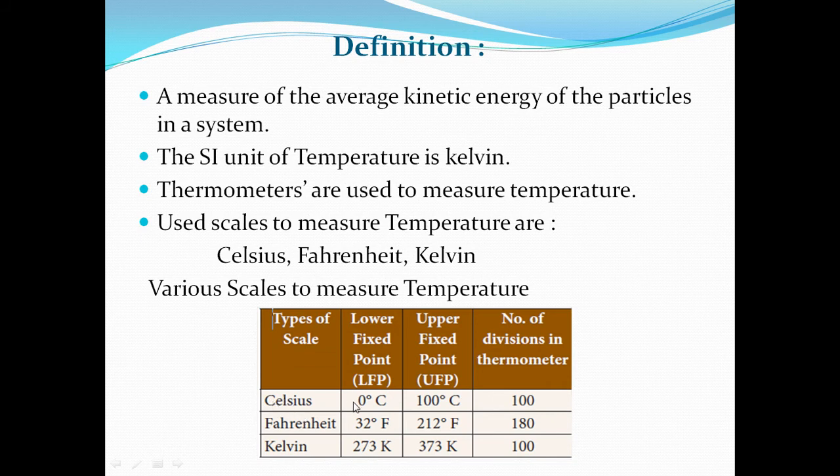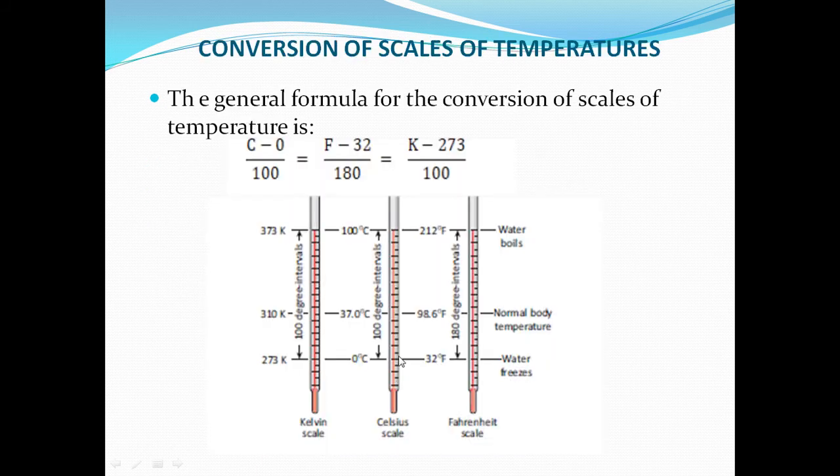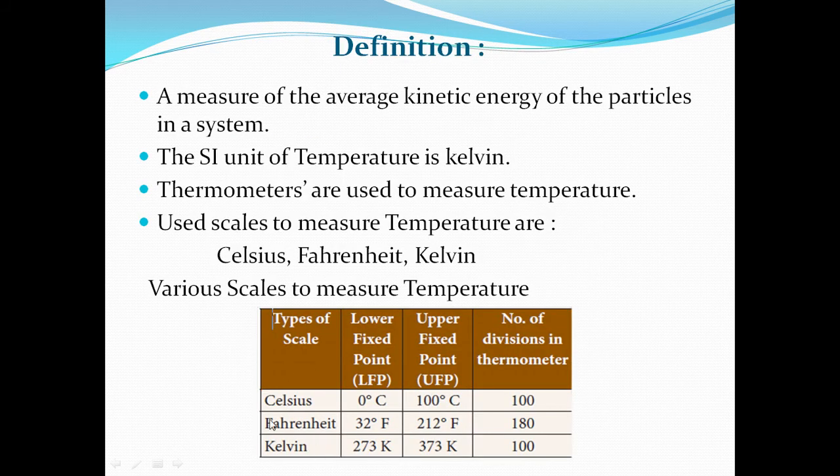First, C minus 0 over 100. C means Celsius, and 0 means the lower fixed point. So C minus 0, divided by the number of divisions, which is 100. Are you clear? This is the first formula, and it is easy to remember. So for the Celsius scale, C minus the lower fixed point 0, divided by 100, is the first term.